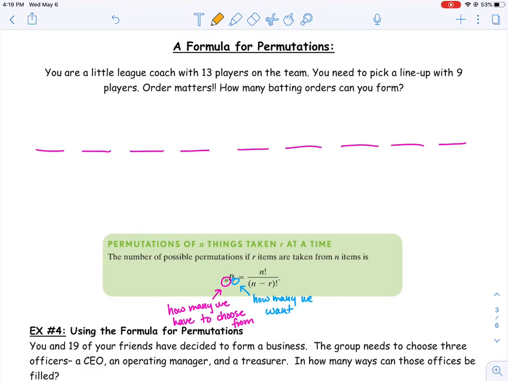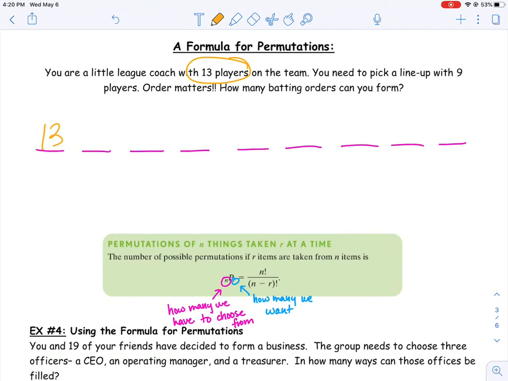Well, again, it always helps me visualize what's going on. I know that I want to pick 9 players, so I have my 9 little spots. When I go to pick the first player, how many players do I have to choose from? Well, doesn't it say that I have 13 players on my team? So I actually have 13 players that I can choose from to put in that one spot. I'm going to pick one player, but I have 13 to choose from the first time.